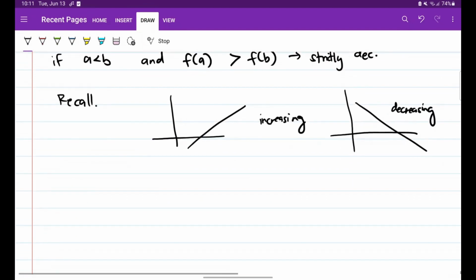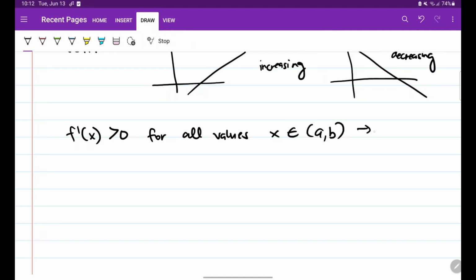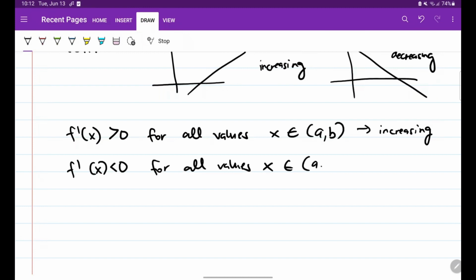No? So paano? So if f prime of x is greater than 0 for all values x that is an element of (A, B), then this is increasing. And kabaliktaran, if f prime of x is less than 0 for all values x in (A, B), this is decreasing.